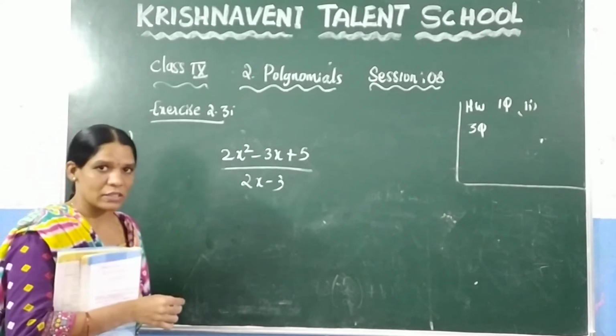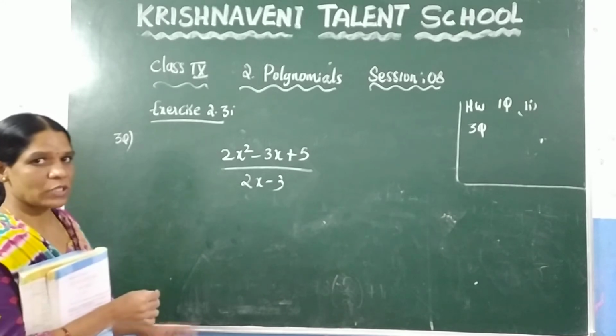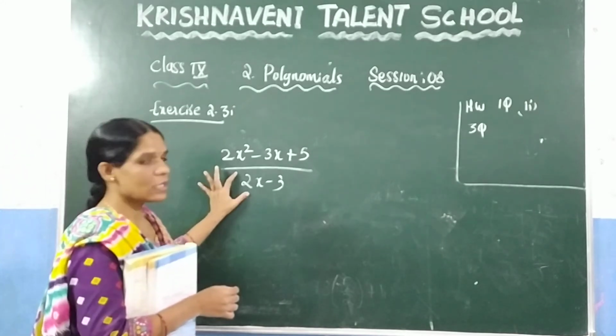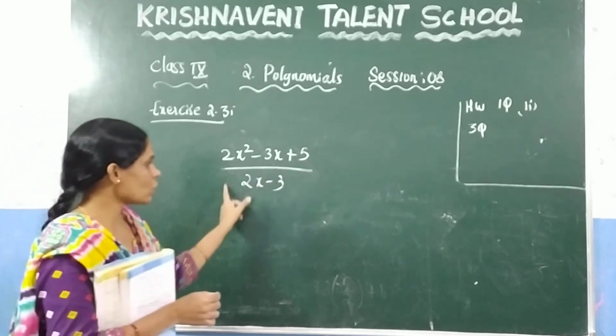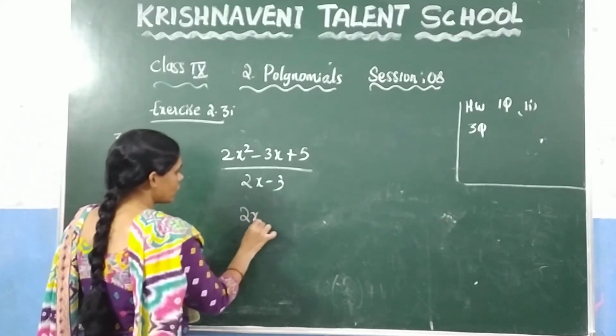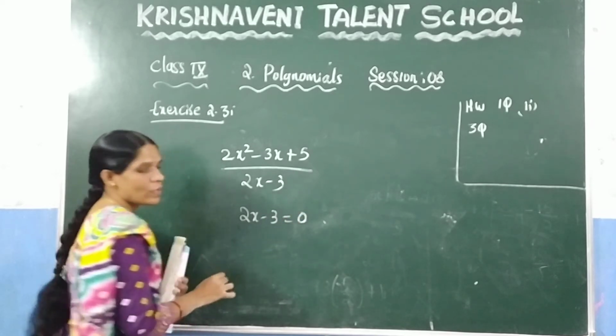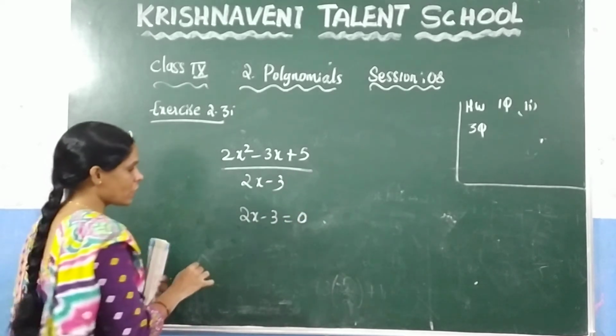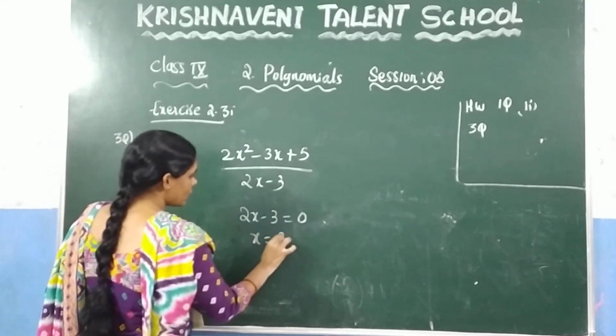If you want to find the remainder, what is the first step? You need to find the 0 of the divisor. If you want to find the 0 of the polynomial of the divisor, consider 2x minus 3. You know that it is the divisor. Equate this to 0. From this, you need to find the value of x. You know that the value of x is 3 by 2.